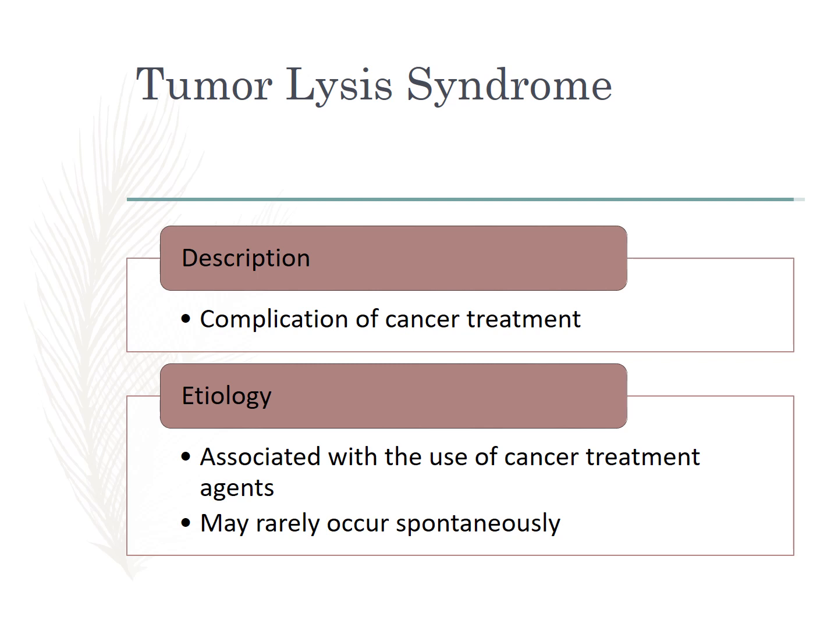We can also see this if they have elevated WBC counts, large tumors, or if there are multiple organs involved. They tend to be more likely to develop this.